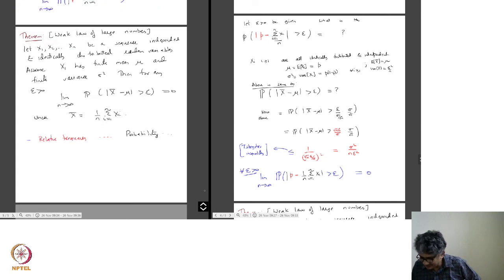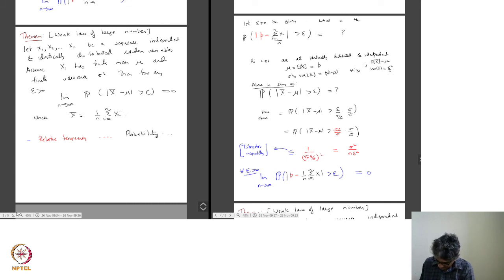That is, if X1, X2, ..., Xn be a sequence of independent and identically distributed variables with finite mean and finite variance, then for any epsilon positive, the probability of X bar minus mu within epsilon goes to 1, for X bar the sample mean. Very nice. Very good.